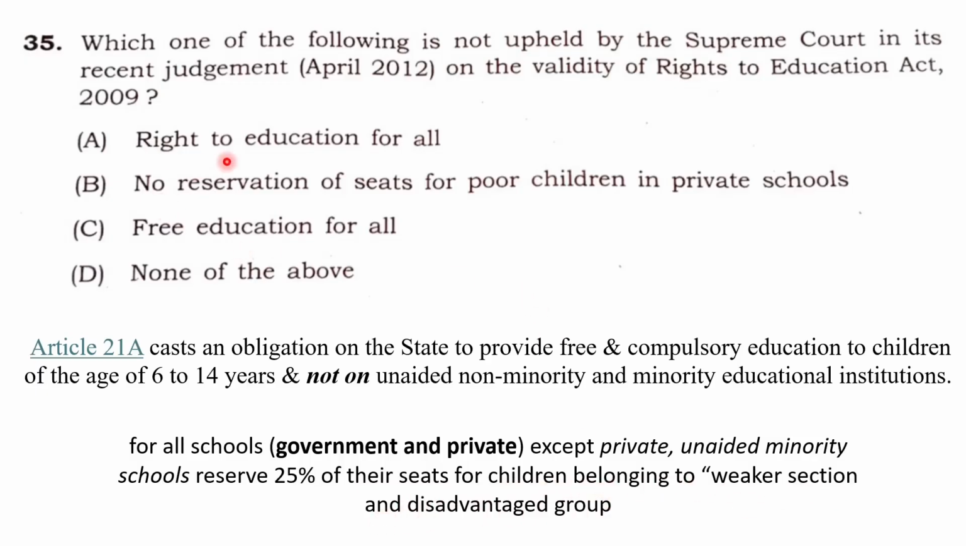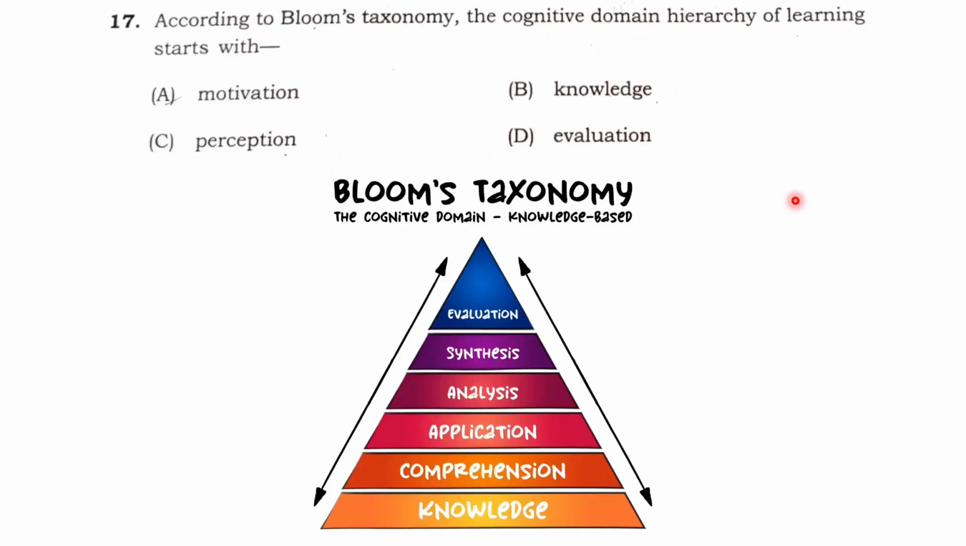So here, right to education for all, yes, it has been obligated. Free education for all, yes, also it has been obligated. No reservation of seats for poor children in private school, this is not upheld, because 25% of the seats have to be reserved for poor children in private schools also, government and private, except private unaided minority schools. So the correct answer here should be option B, no reservation of seats for poor children in private schools.